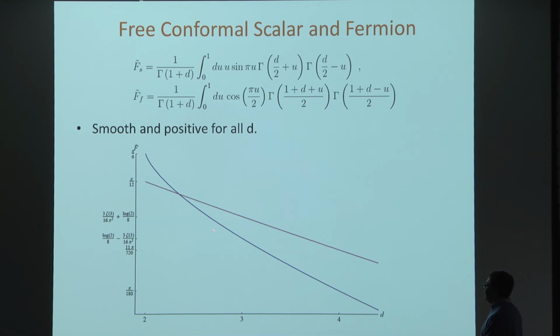Moreover, this F tilde is completely monotonic and positive. And this is already good news, because when you gap out this theory by adding a mass term, if you want this quantity to be monotonic, it's just going to drop to 0. So if this became negative, this would immediately violate the F theorem, the monotonicity theorem. Okay, so this is just the boring free conformal field theories.